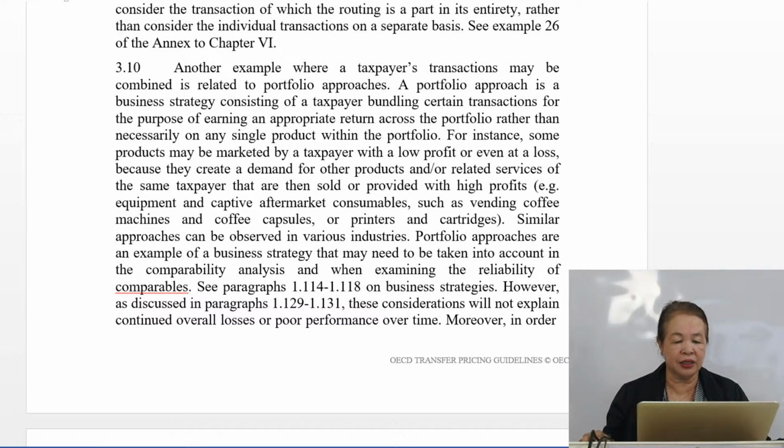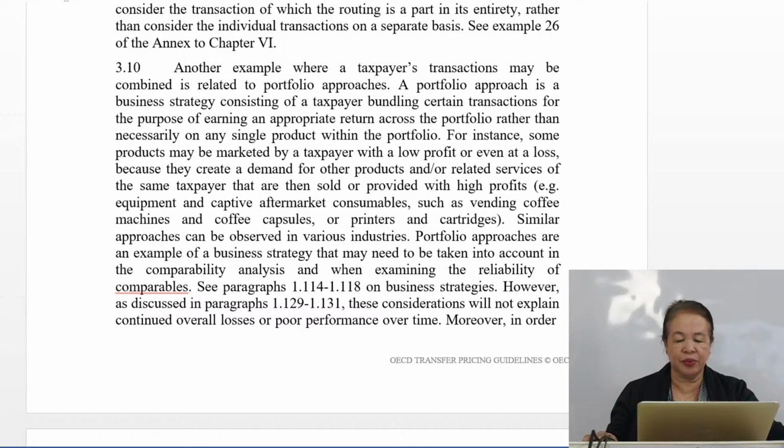Or printers and cartridges. Mura lang yung printer, saan sila tutubo? Ang company, sa cartridges. Why? Kasi hindi mo magamit yung printer kung walang cartridges. No? So similar approaches can be observed in various industries. No? Portfolio approaches are an example of a business strategy that may need to be taken into account in the comparability analysis and when examining the reliability of comparables. No? So see paragraph 1.114 to 1.118 on business strategies. No? So ano itong mga business strategies? Ito yung comparability factors. No?